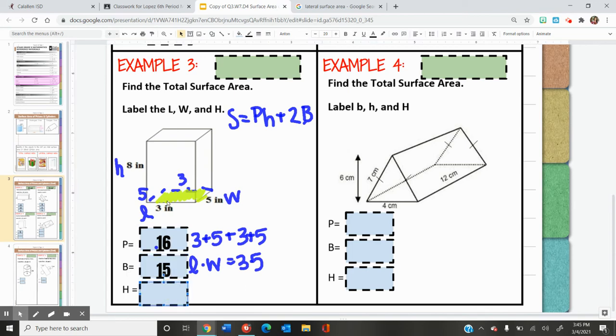Next, we have the height of my prism. So that's the distance between my base shapes. And the height of this prism is going to be 8. So now we can plug in our numbers into our formula. So I have S, which is surface area, equals the perimeter, which is 16, times the height, which is 8, plus 2 times the area of my base shape, which is 15.